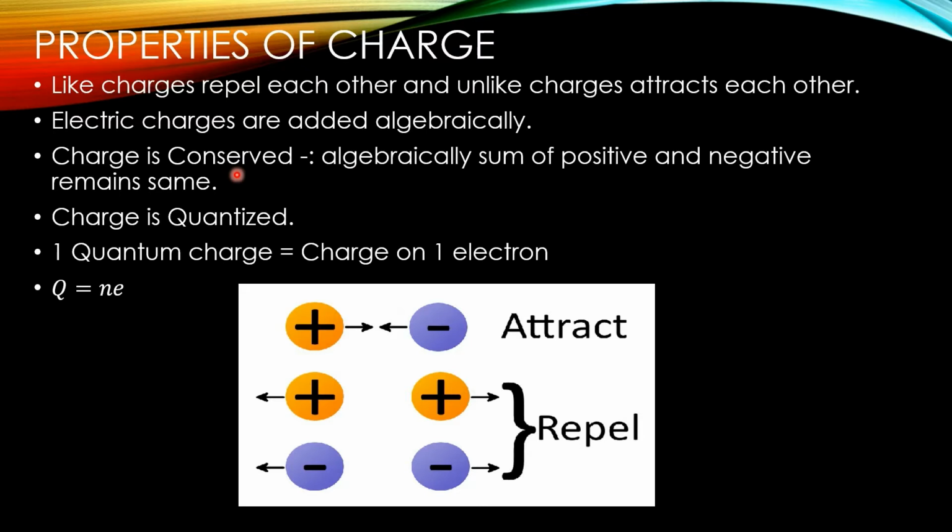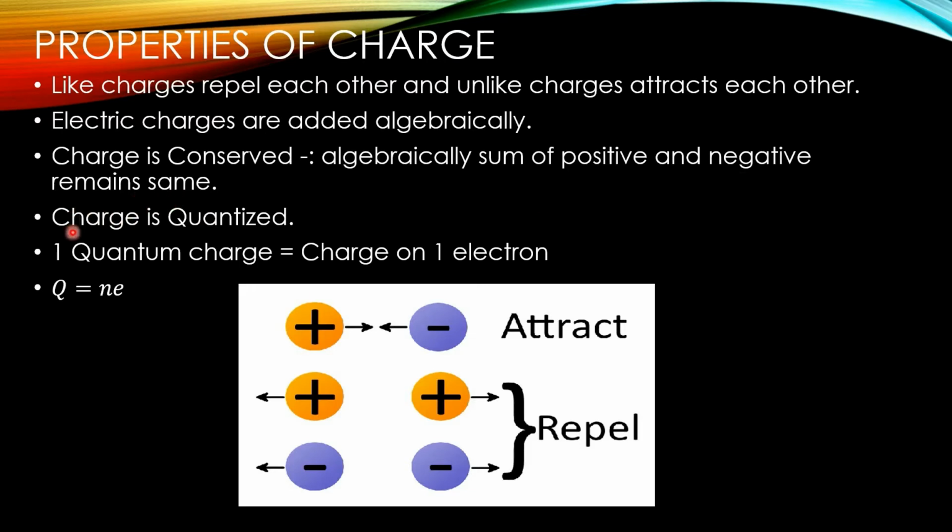Charge is conserved, means we cannot create or we cannot destroy charge. Charge is conserved, means the algebraic sum of positive and negative charge remains the same.